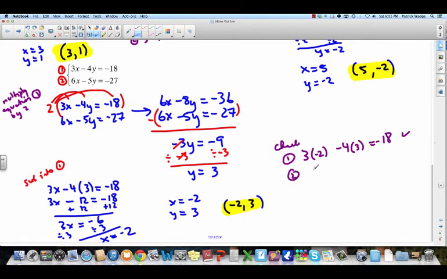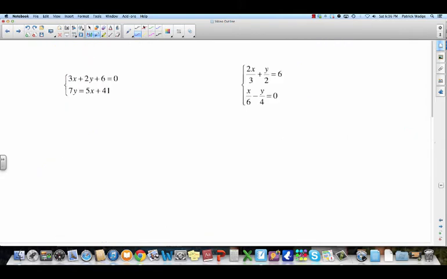Yep. Second one, 6 times x, negative 2, take away 5 times y, which is 3, equals negative 27. 6 times negative 2 is negative 12, 5 times 3 is 15, and we're subtracting, so negative 12 take away another 15 is negative 27. Correct. Okay, next one. Let's number these, 1 and 2.